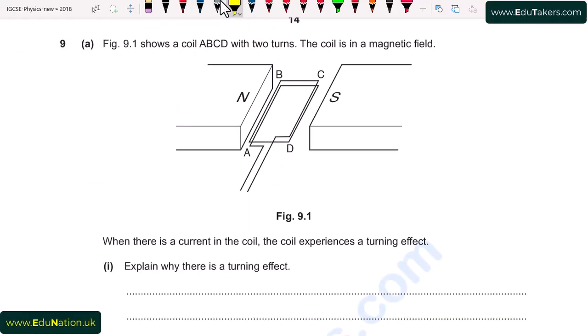Question number 9, part A. Figure 9.1 shows a coil ABCD with two turns. The coil is in a magnetic field. Here is figure 9.1 and we can say that there is a magnetic field that is provided by the north and south pole. And there is also a coil ABCD that is placed inside the magnetic field and this coil has two turns. When there is a current, the coil experiences a turning effect. So when a current passes through this coil, there will also be the turning effect. Part 1. Explain why there is a turning effect.